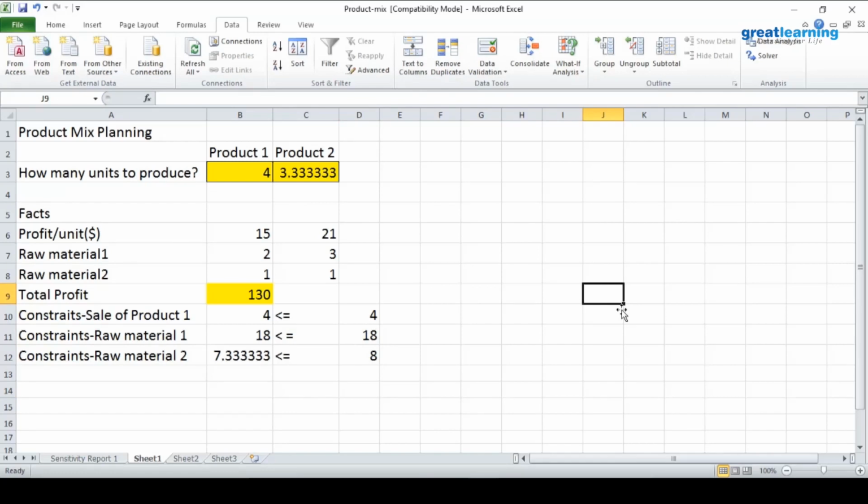So what are the things we are able to learn so far? We can model the problem of linear programming in Excel solver with definition of decision variables, objective function and constraints. We can obtain the solution.